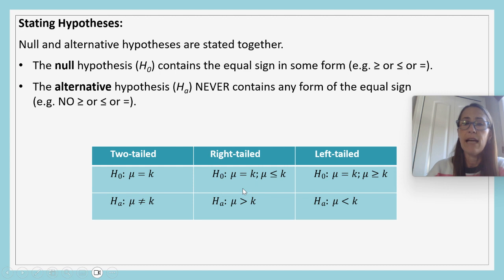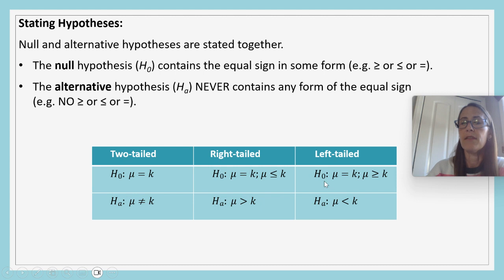In a right-tailed test, our null hypothesis can have mu, our mean, equal k, or it could have that our mean mu is less than or equal to k. And then the alternative hypothesis is that mu, our mean, is greater than k. And again, that's right-tailed. So I'm probably opposite of what you're seeing, but it goes out to the right.